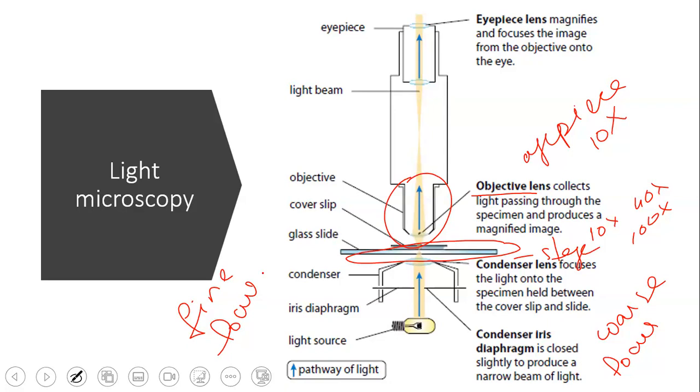Then you have a fine focus. The fine focus moves the stage in very small increments, right? So use the coarse focus to bring the image, make it a bit clearer.